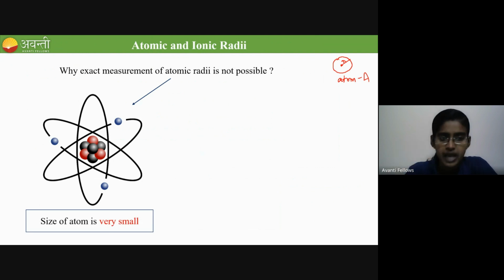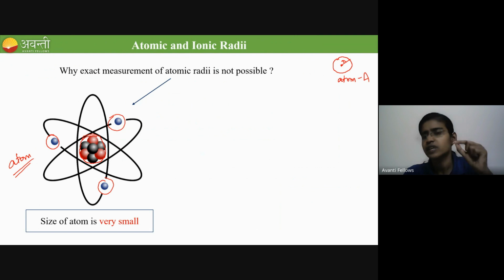So this is the atom. This is the nucleus. Neutrons and protons are there inside the nucleus, the red color and black color balls you can see. And these are the electrons. Electrons are revolving in their orbits around the nucleus. And this is an atom. The size of this atom is very, very small, and that's why we are not able to find out the radius of an isolated atom.